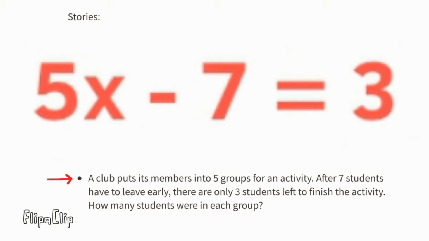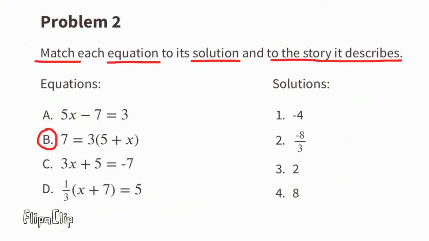How many students were in each group, that would be x. The 5x represents 5 groups of 2 students. That would be 10 students. When 7 students leave, that would be 10 minus 7, or 3. B. 7 equals 3 times (5 plus x). We can rewrite that as 7 equals 15 plus 3x.